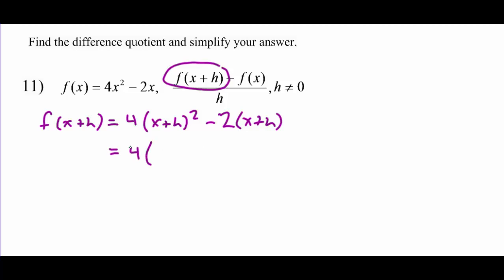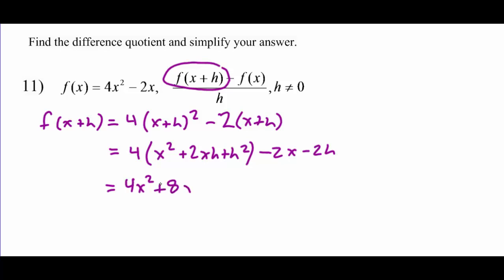Okay, and then when we square x plus h, that's going to be x squared plus 2xh plus h squared. And then, of course, minus 2x and minus 2h after we distribute. And I can go ahead and distribute this 4, and I'm going to clean up all this stuff at the same time. But we'll have 4x squared plus 8xh. There really aren't any like terms, so plus 4h squared minus 2x minus 2h.